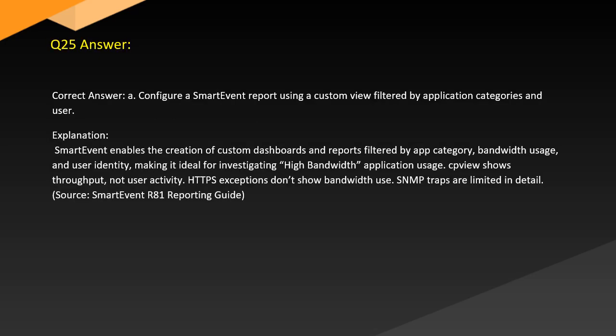Answer. Correct answer: A. Configure a SmartEvent report using a custom view filter by application categories and user. Explanation: SmartEvent enables the creation of custom dashboards and reports filtered by app category, bandwidth usage, and user identity, making it ideal for investigating high bandwidth application usage. CPView shows throughput, not user activity. HTTPS exceptions don't show bandwidth use. SNMP traps are limited in detail. Source: SmartEvent Reporting Guide.